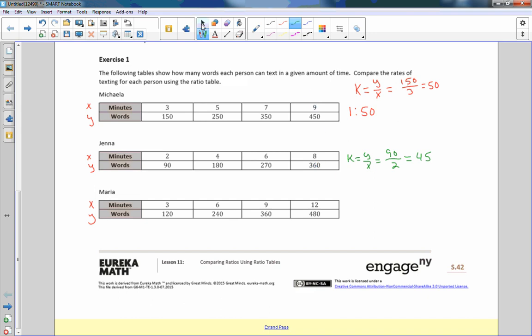So my ratio for this one is 1 to 45. For every minute Jenna texts, she can text 45 words. 45 words per minute, 50 words per minute, Michaela. And now Maria is going to be K equals Y divided by X, and my Y is 120. My X is 3, and my K is now 40. 40 times 6 is 240, 40 times 9 is 360, 40 times 12 is 480. That is a ratio of 1 to 40. So Maria can text 40 words per minute, Jenna can text 45 words per minute, and Michaela can text 50 words per minute.